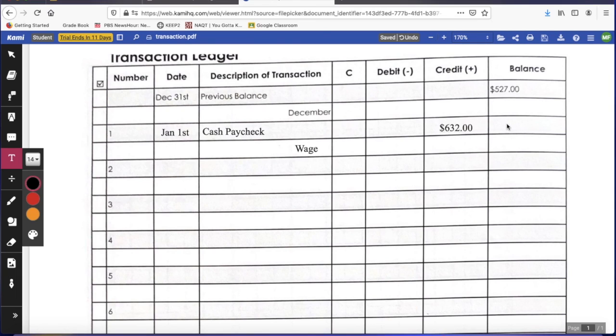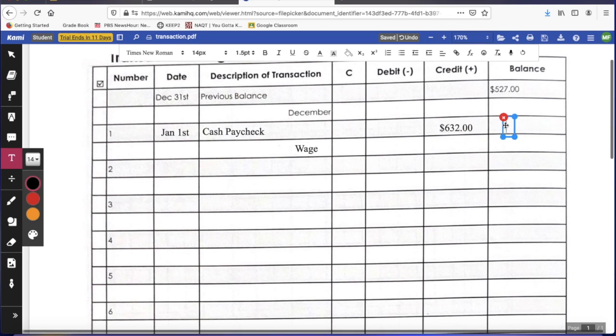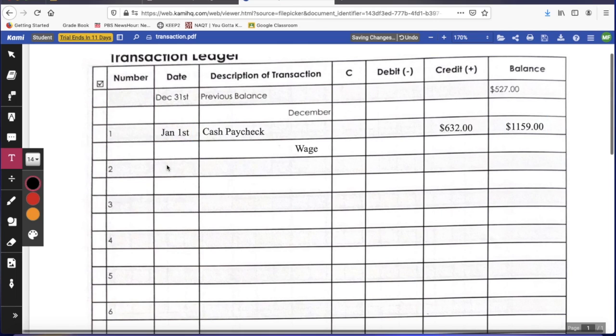Okay, so you have a new balance. You take the previous balance of the $527 plus the $632, and that will get you the new balance that he has available to him, which is $1,159. Not bad, right?